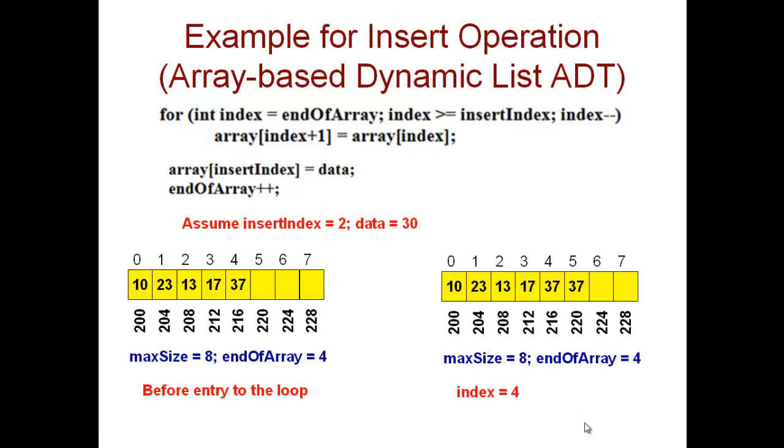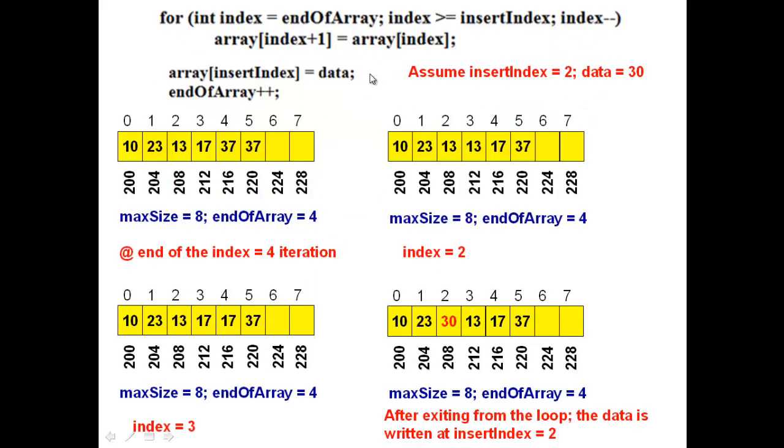Is that clear? So index is 4. At index plus 1, which is 5, I am copying the value at index. So 37 is copied here. And then I go to this decrement portion and say index minus minus. And I come back to the condition and check if the new value of index, which is now 4 minus 1, 3, is it still greater than or equal to my insert index, which is 2? And yes, 3 is still greater than or equal to 2. So this is how the array is now at the end of the previous iteration.